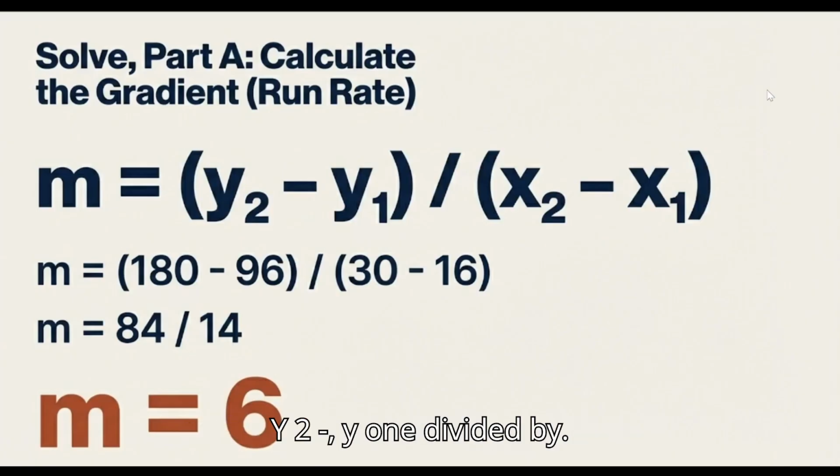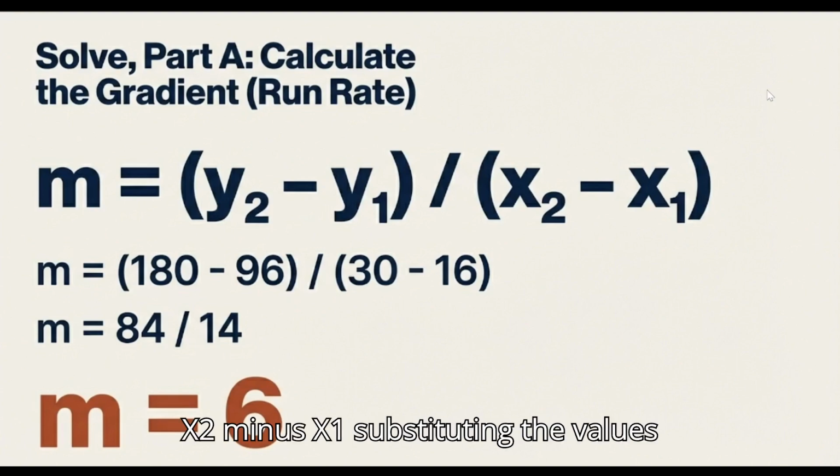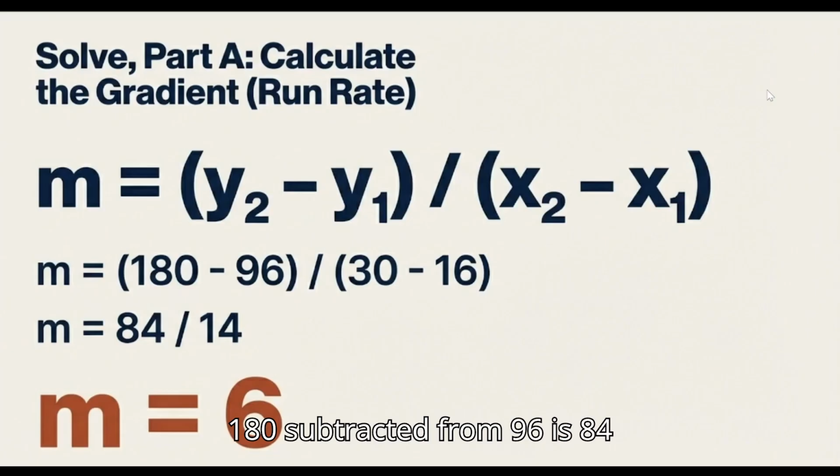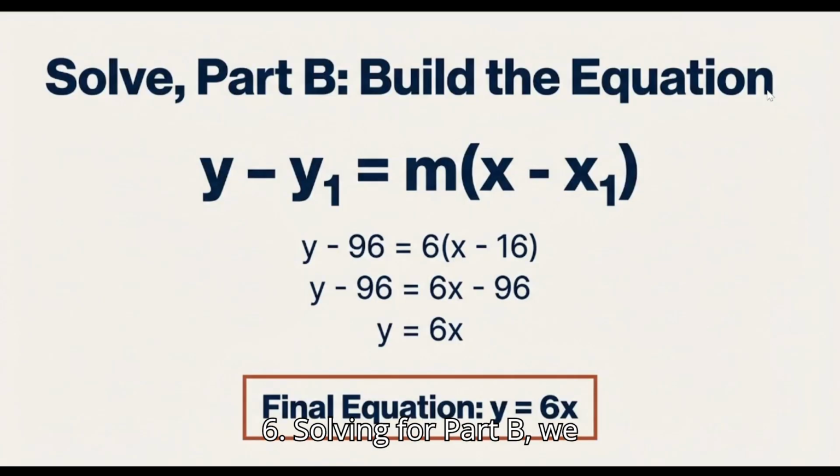Solving for part A, we will calculate the run rate or the gradient. Gradient is equal to y2 minus y1 divided by x2 minus x1. Substituting the values, 180 minus 96 is 84 and 30 minus 16 is 14. 84 divided by 14 is equal to 6. That means our gradient is 6.